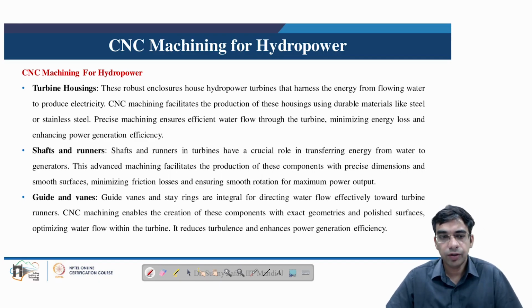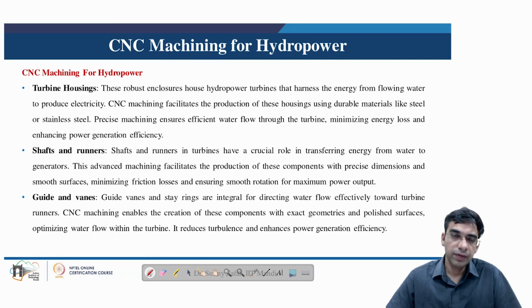So CNC machining for hydropower is largely used for some specific components such as turbine housing, shaft and runner, guide vanes. So in case of turbine housing, we can see the robust enclosures in which the hydropower turbines are functioning, in which they are able to harness the energy of flowing water to produce electricity. CNC machining facilitates production of these housings using durable materials such as steel or stainless steel, and precise machining capabilities of CNC ensure efficient water flow through the turbine, minimizing energy loss and enhancing power generation efficiency.